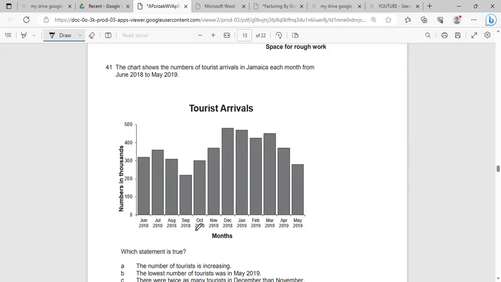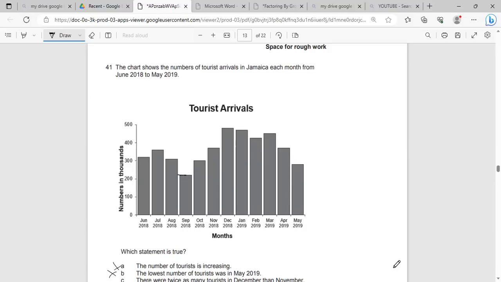All right. This chart shows the number of tourists. Which statement is true? The number of tourists is increasing. That's a lie. It fluctuates and then it ends up low. The lowest number of tourists was in May 2019. No, see May 2019. You have January, February, March, April, May. No, this is lower. All right, so we cancel.